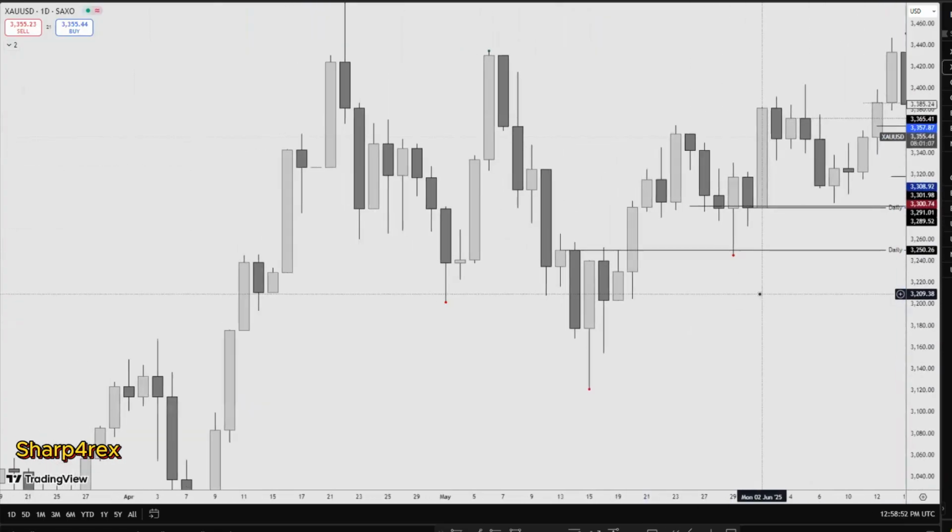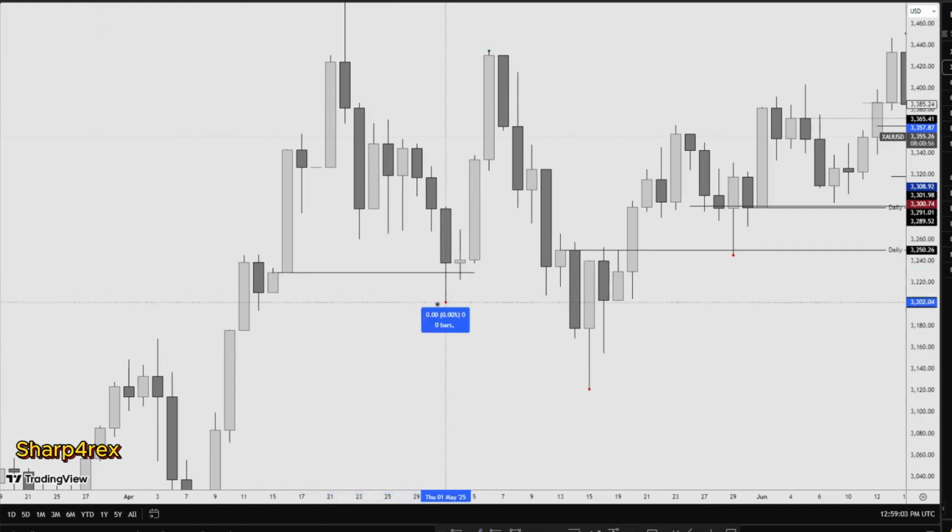Once it rejects it, it will try to take it. This is a gap level. It rejected, then there's a buy. This is a gap level. Then it came back.